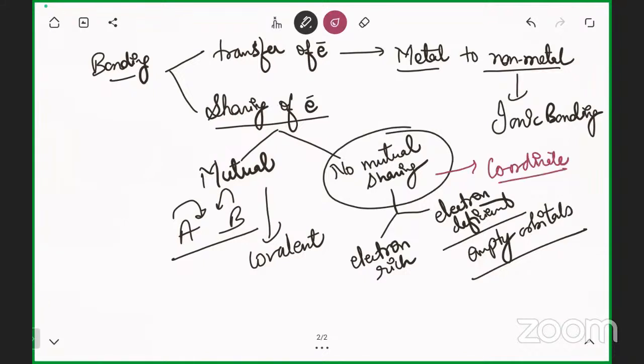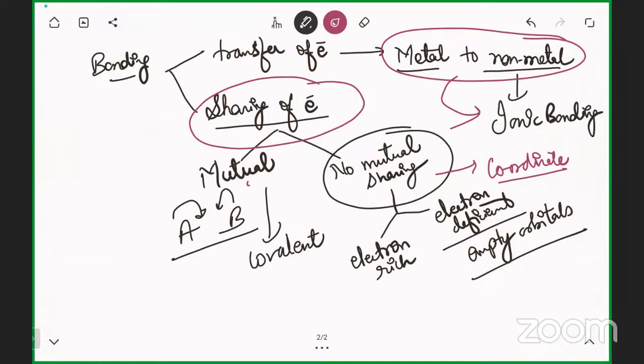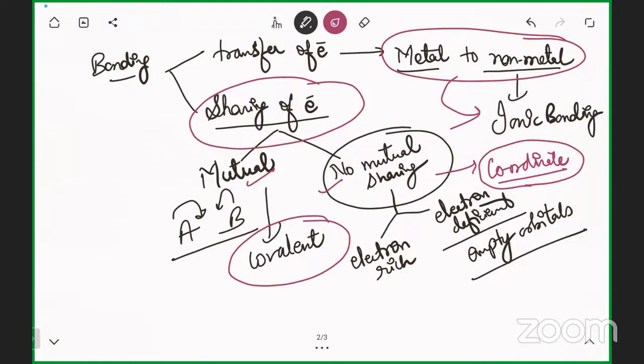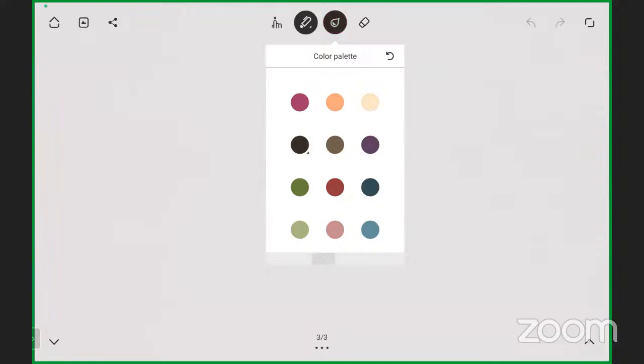Okay, this much is clear for you? So bonding is again by transfer of electrons or by sharing of electrons. Transfer, we'll say metal to non-metal, forms ionic bonding. If sharing of electrons, again mutual or no mutual: mutual means covalent bond, no mutual sharing means coordinate bond. Okay, so let's start with ionic bonding.